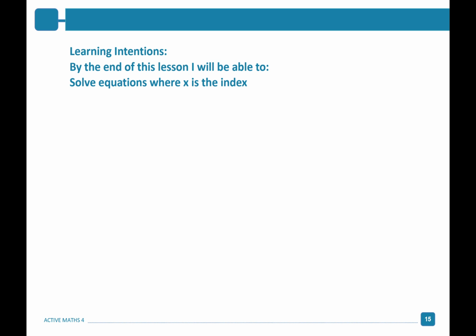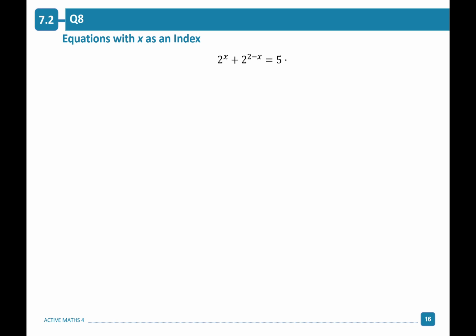Hi guys, today we're looking at solving equations where x is the index. Our learning intention for today is to be able to solve equations where x is the index when in quadratic form. Okay, let's look at an example question.